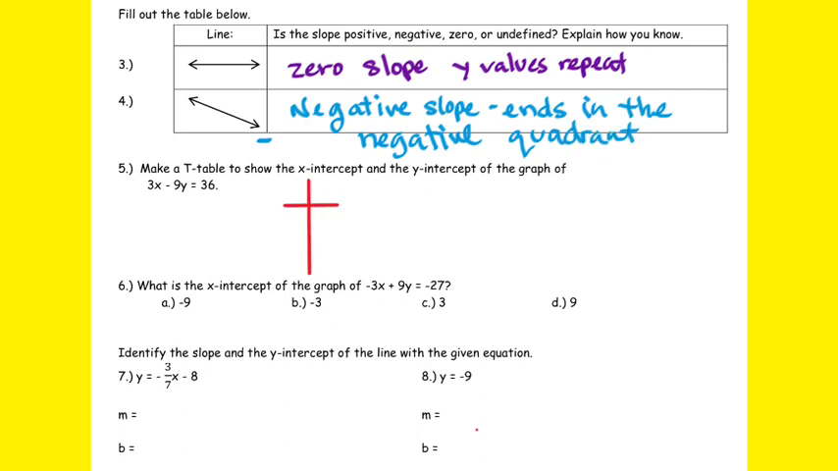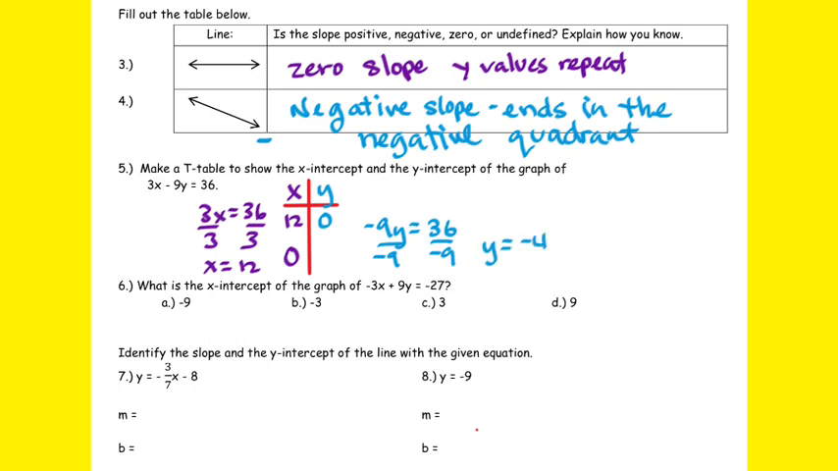On number 5, it asks us to make a t-table and solve for the x and y intercepts to graph. So if I want to solve for the x-intercept, y has to be 0. So I'll have 3x equals 36, and I divide and get 12. And if x is 0, then it's negative 9y equals 36, and 36 divided by negative 9 gives you negative 4. And you'd have your 2 good points where you could graph.